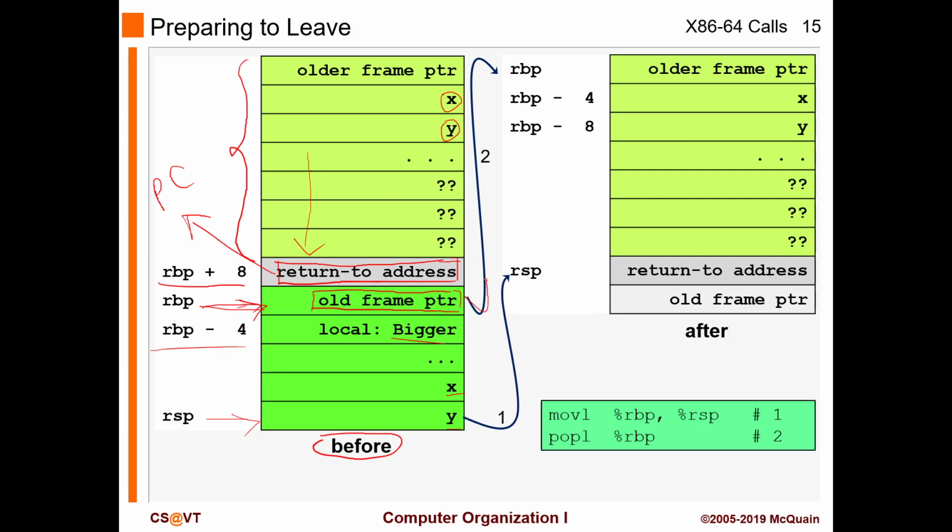RBP is going to get this value and go back to where it belonged. And then RSP is also going to go back to where it was, like it's going to pop everything that was here and go back to the previous RSP. Okay, this is what the instruction looks like. Move RBP to RSP, so RSP knows where to go back, and then pop RBP. So RBP is basically go back over here. It's kind of complicated, or not intuitive, but think about it for a moment and I hope it will make more sense.